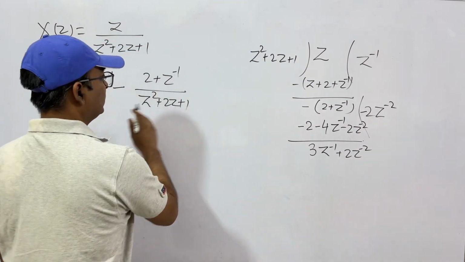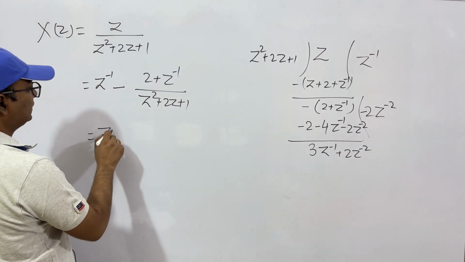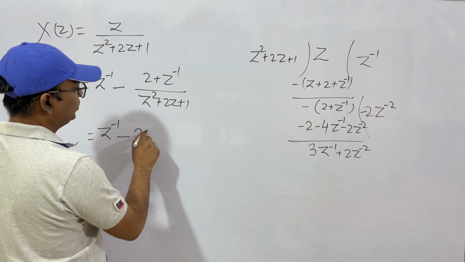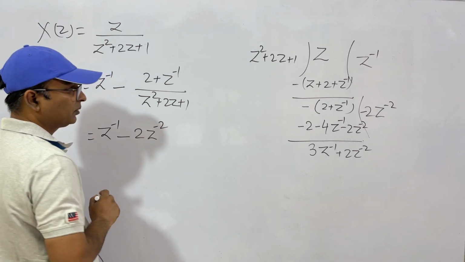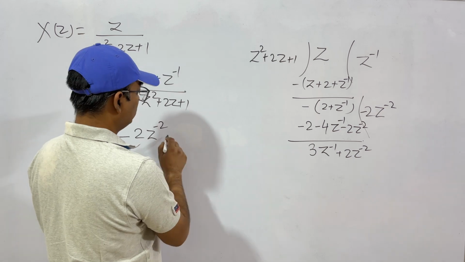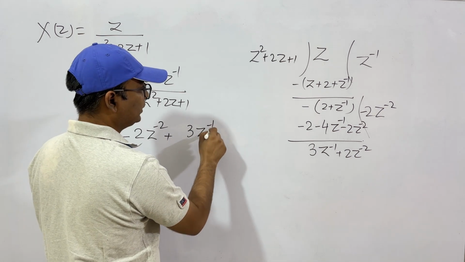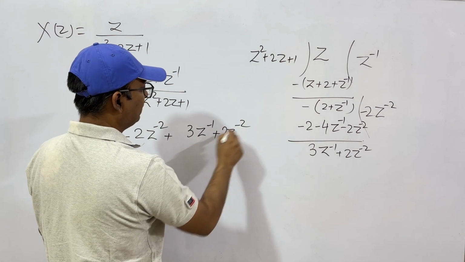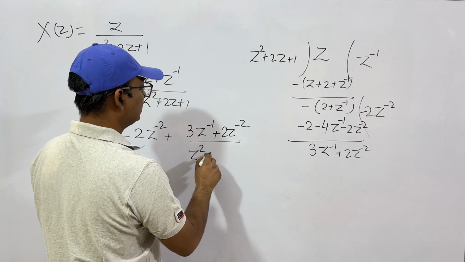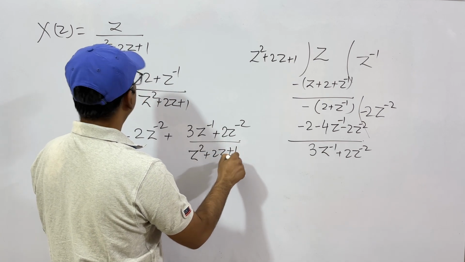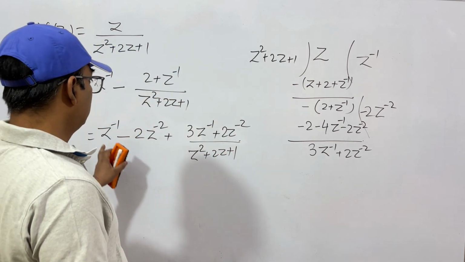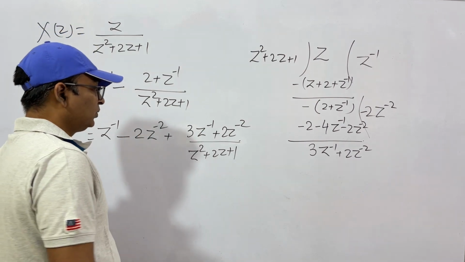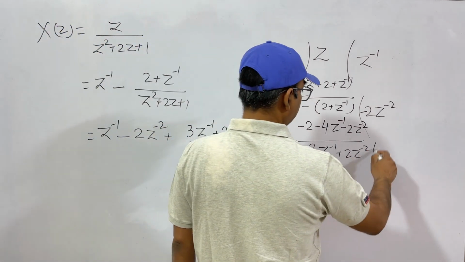Okay, so now the next expansion is z^(-1) - 2z^(-2), and then this is plus, so plus (3z^(-1) + 2z^(-2)) by (z^2 + 2z + 1). Okay, this is not very clear from these two terms. So let's do one more term.